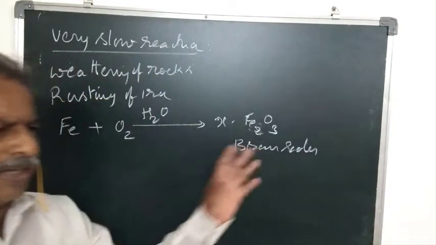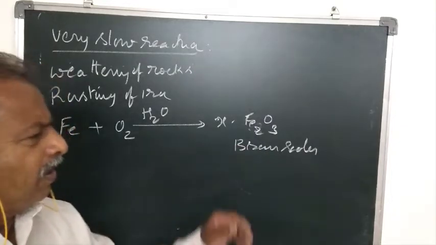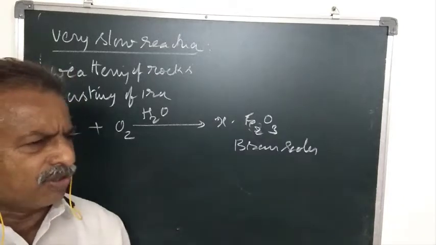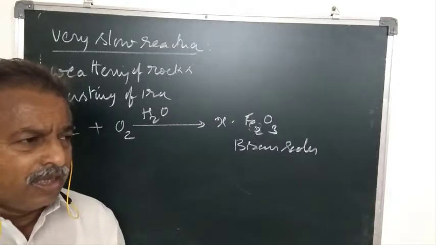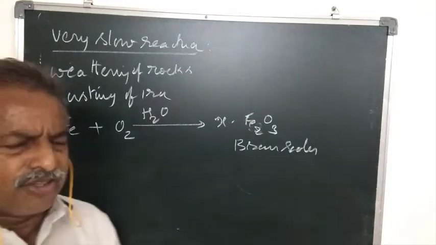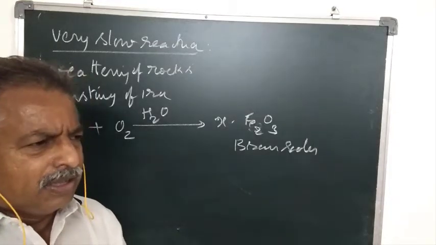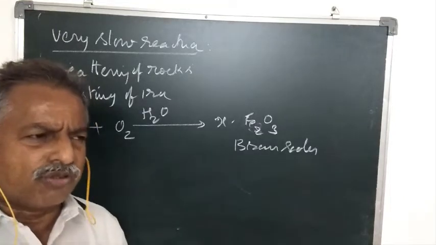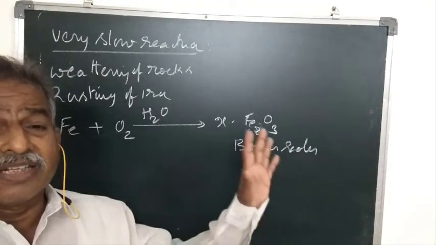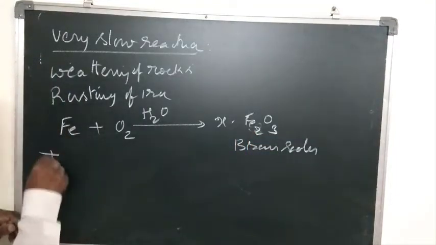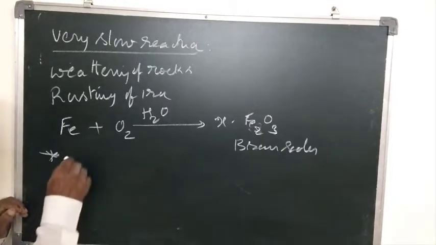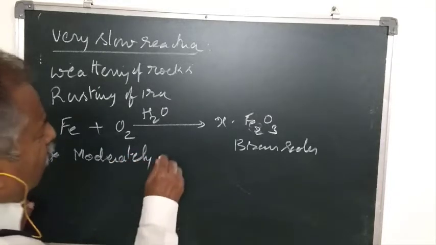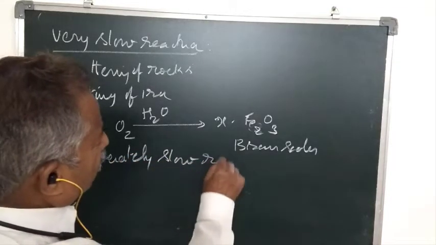You might have observed this on an everyday basis during the winter season. If you observe the railway tracks early in the morning, they are covered with brown scales. And if you want to find the change from one day to the other, the change is almost negligible, almost not observed. That is a very, very slow reaction. There are certain reactions which are moderately slow.